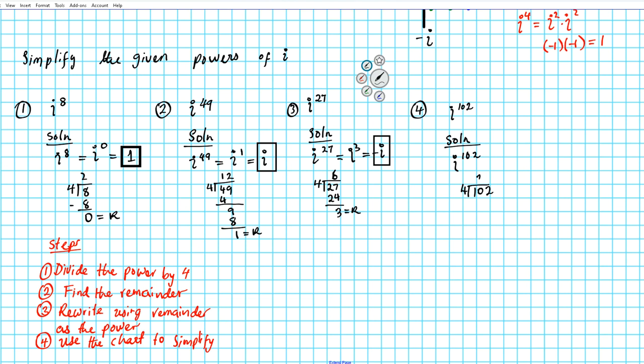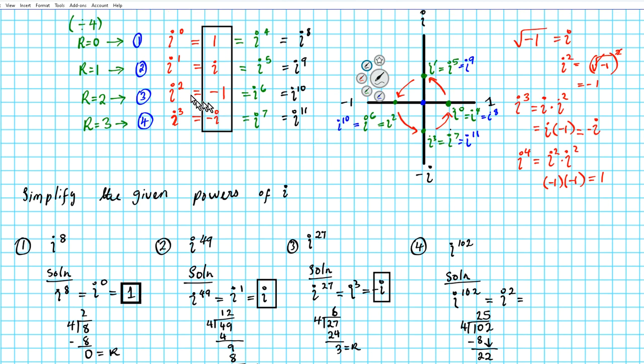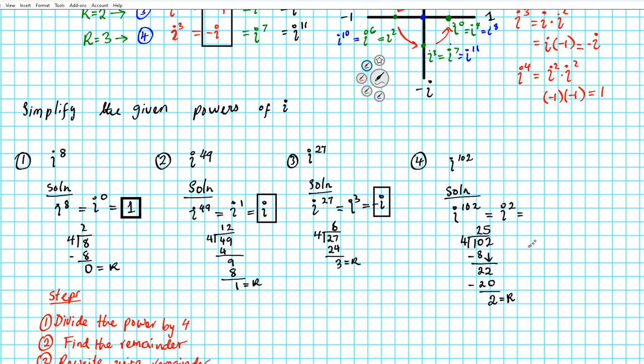4 goes into 10 2 times. 2 times 4 is 8. Subtract that, and you have 2. Bring down that 2. 22. 4 goes into 22 5 times. 5 times 4 is 20. Subtract. You get 2. That's your remainder right there. Bam. All right, so if we go to step 3, we're going to rewrite this as i to the 2nd power. All right, so what is i to the 2nd power? Remember what it is? Go to your chart. If you've forgotten, it's negative 1. So the simplified form of i squared is negative 1.